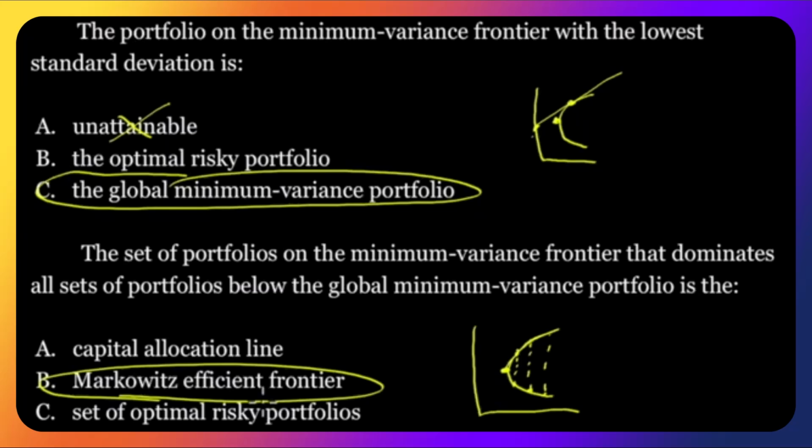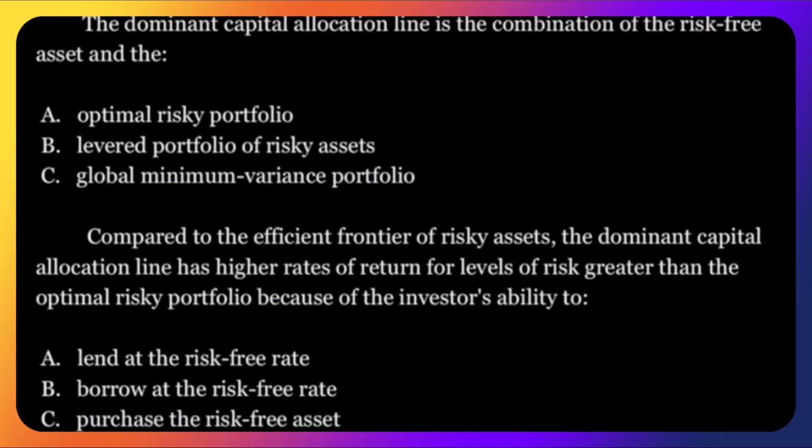The hardest part of this question was breaking down what's being asked, saying, well, hang on a second, what are you talking about? Dominates all sets below the global minimum. So typically if you draw it out and just follow along with words, it's like, okay, I see what's going on. There we go. The dominant capital allocation line is the combination of the risk-free asset and the optimal risky portfolio, levered portfolio of risky assets, global minimum variance portfolio.